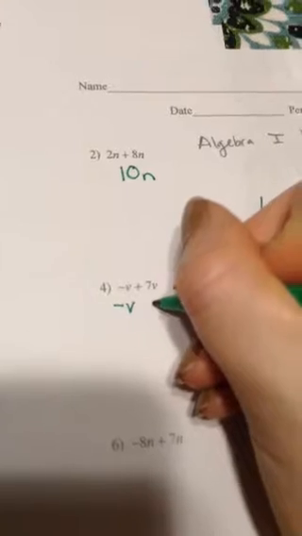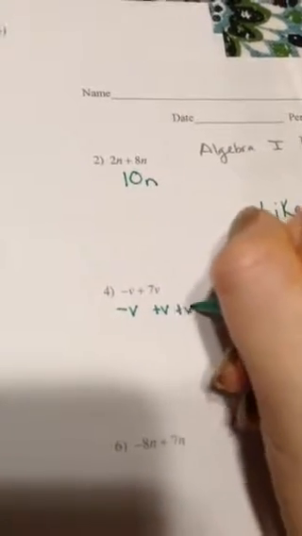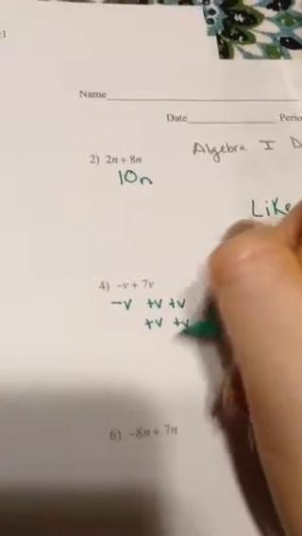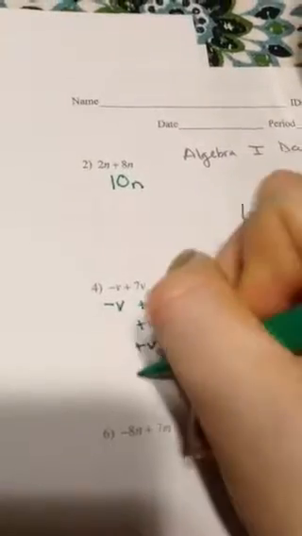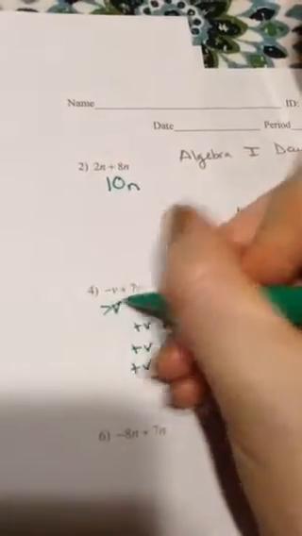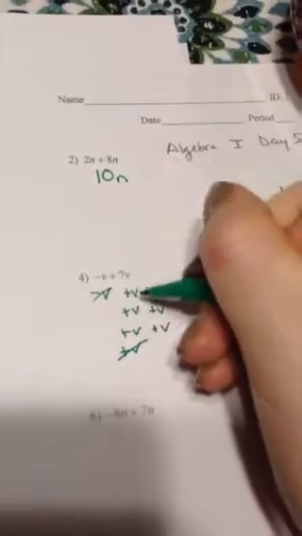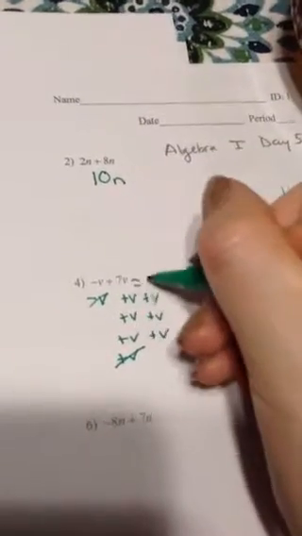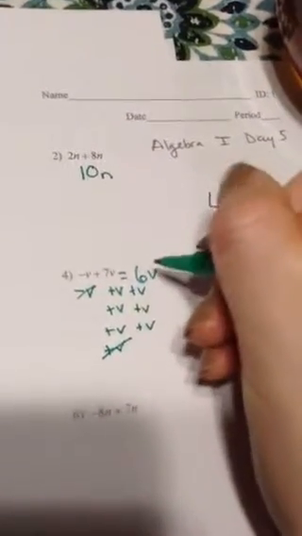Be careful when you get to negative terms. That's why we do so much practice with integers. So for this one, it's like I have a negative v, and then I have positive 7v's. So I'm left with 6v's positive, so 6v.